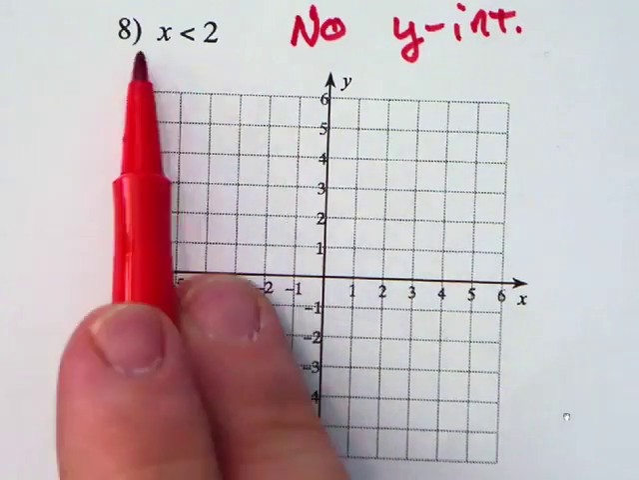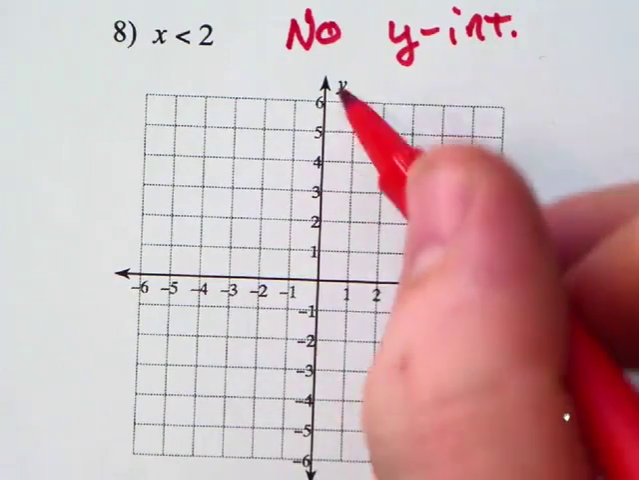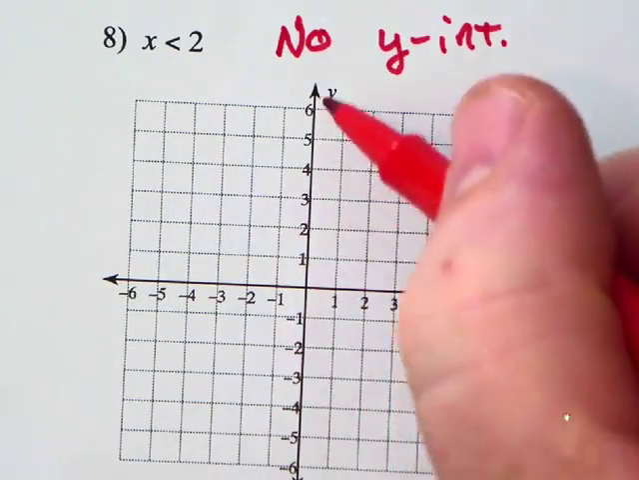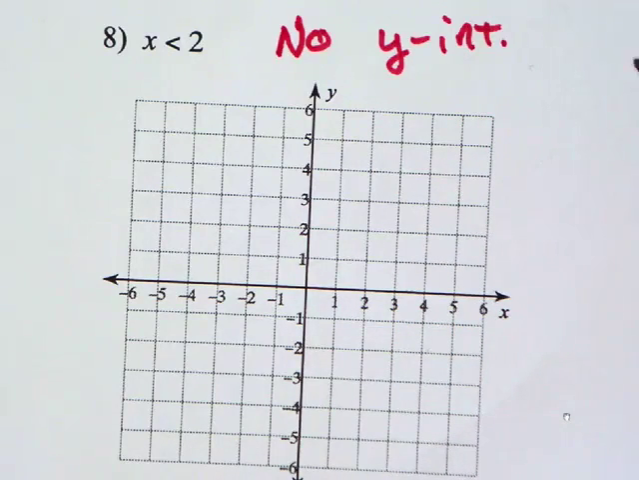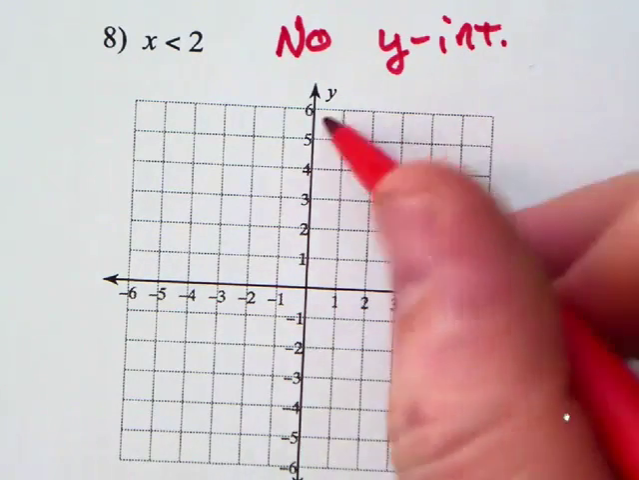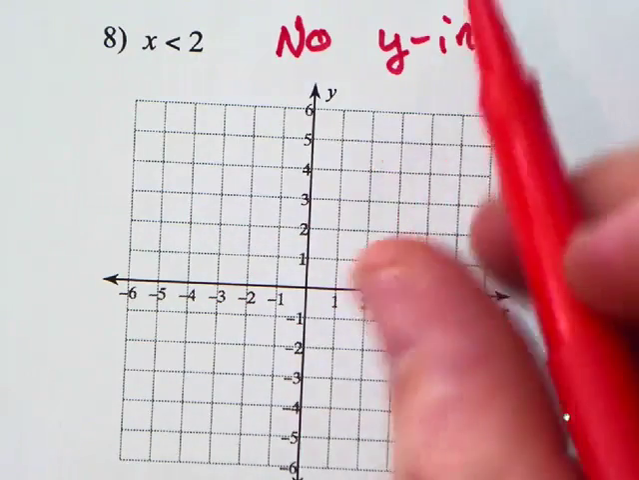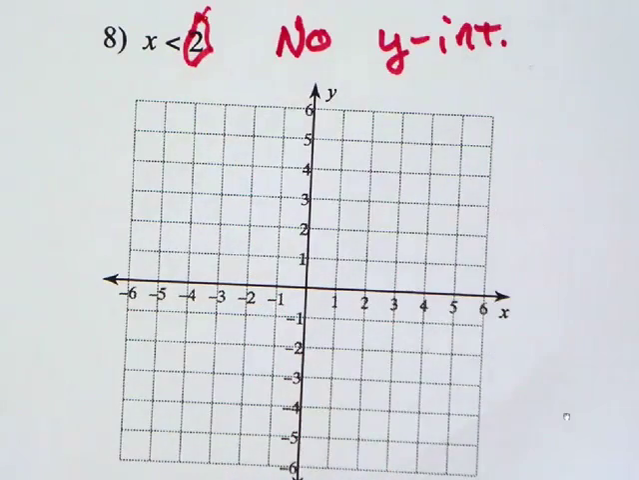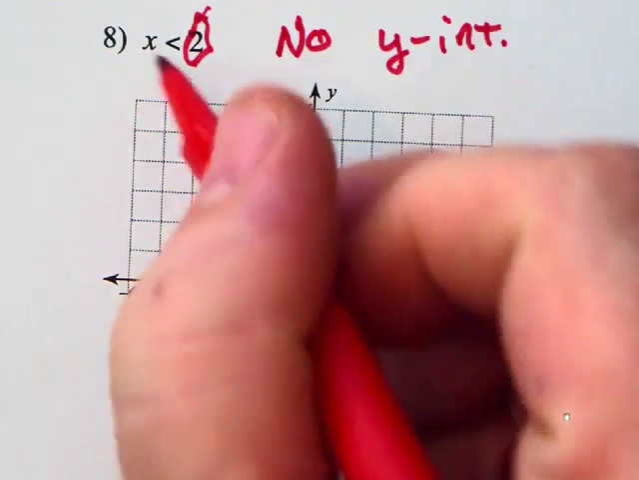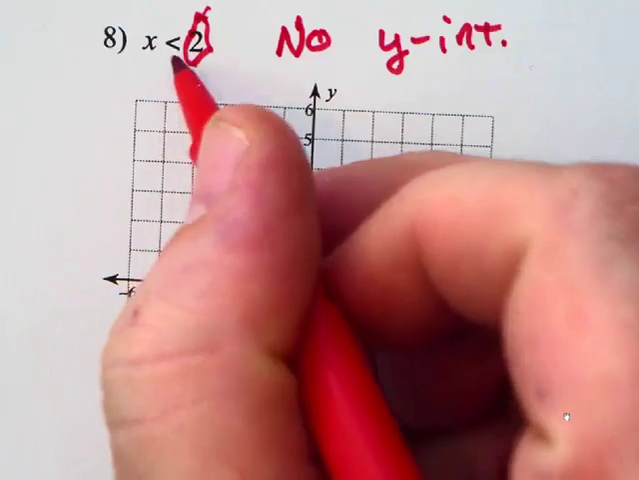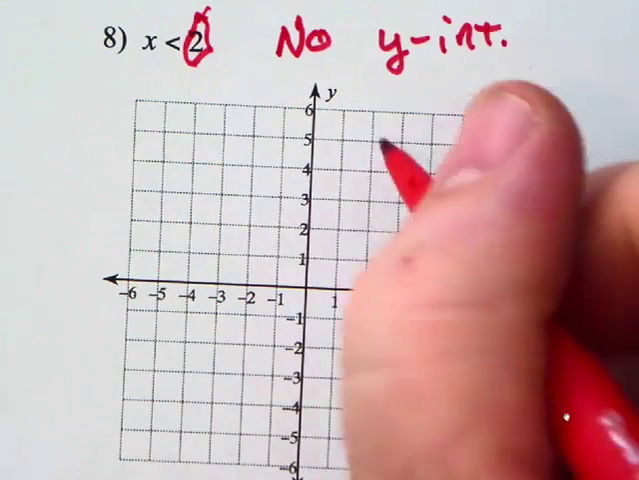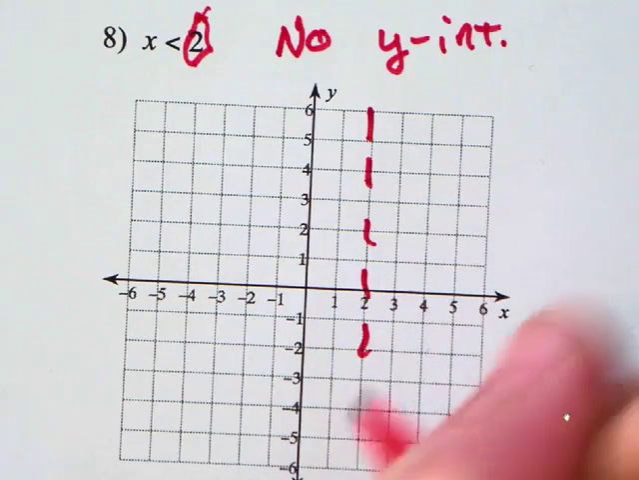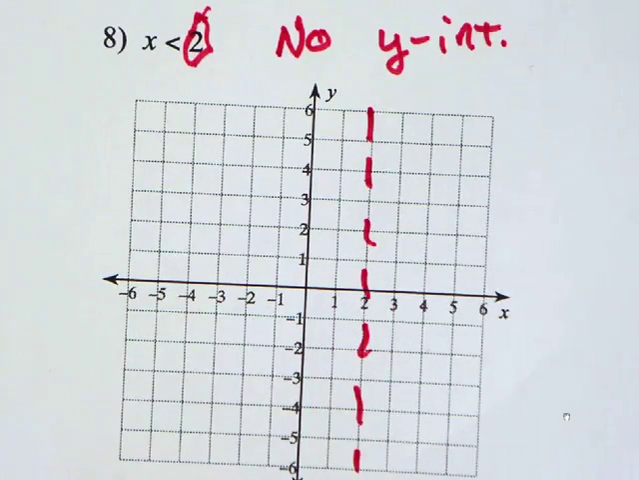Well, if that's the case, what do we do? That means it's got to be parallel with this line right here, the y-axis. Parallel means it never crosses. It's always the same line, just moved sideways. And so we need to draw a line at what number? Positive 2. And it's a dashed line because there's no line underneath the inequality. So we're going to say, okay, dash, dash, dash, dash, a straight line all the way down.